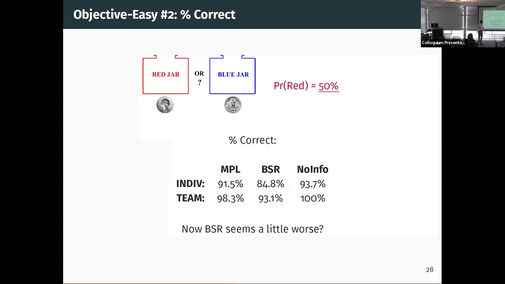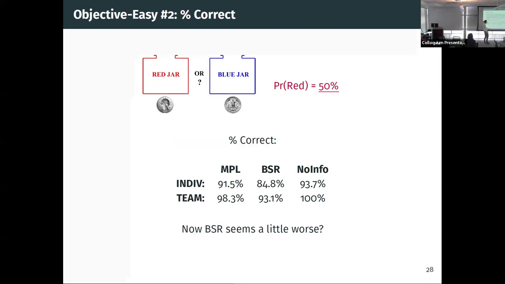All right. Here's the second easiest question, just 50-50. So now, if we look at teams, the MPL does pretty well. The BSR does a little bit worse. So it's kind of the other way around. So now with this 50-50 question, do we see people misreporting on purpose, or are they somehow getting a coin flip wrong? Turns out they're getting a coin flip wrong.